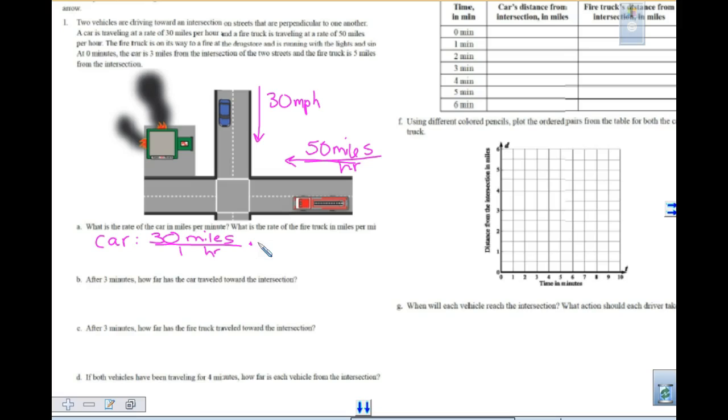What do I want my answer in? Miles per minute. I always want to write down how I want my answer, right? Because I'm trying to figure out, do I have the right units? Do I have the right unit on top? Yeah, I do. Don't have to change anything, right? Do I have the right unit in the denominator? No, I have hours. I want minutes.